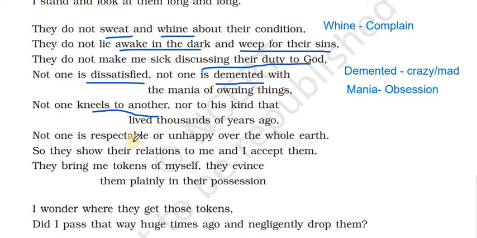Not one is respectable or unhappy over the whole earth. So animals, he says, are not bothered about respect and self-respect, and they are not unhappy over the whole earth. Everybody is happy. Unlike humans, where every human you look into has some worries, sorrows, wishes, some greed. Everything is there. But in animals, he says, they're plain and happy.